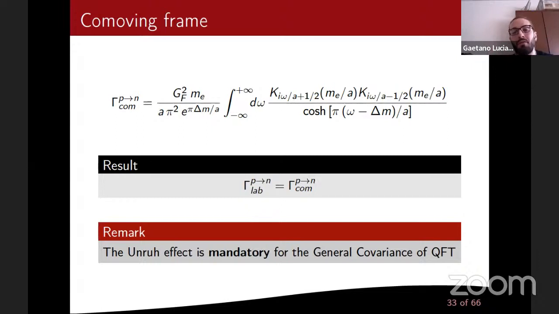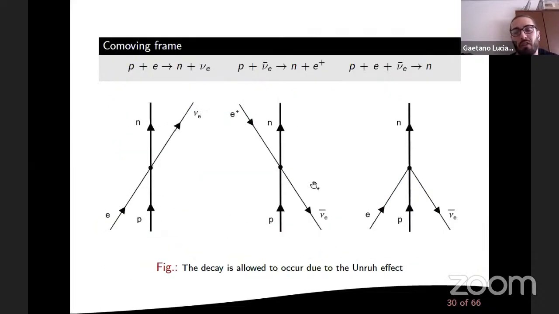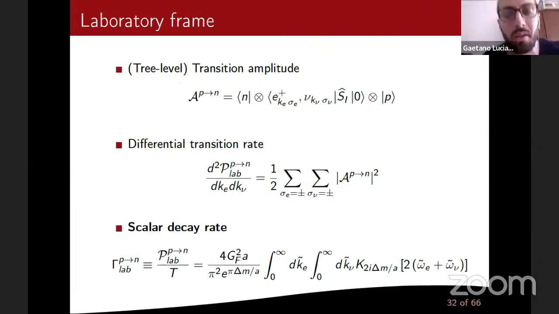So this is fundamental for the covariance of quantum field theory because you are considering a scalar quantity. Since we are simply moving from the inertial observer to the Rindler observer, and this can be done by means of a coordinate transformation, in principle we expect that a scalar quantity should remain the same, should be unaffected. And this is possible thanks to the Unruh effect, because if you do not consider the Unruh effect, you don't have these three processes. So in the laboratory frame, you have a decay rate which is non-vanishing, while in the comoving frame, you have zero. So in that case, you would have a violation of the covariance of quantum field theory.